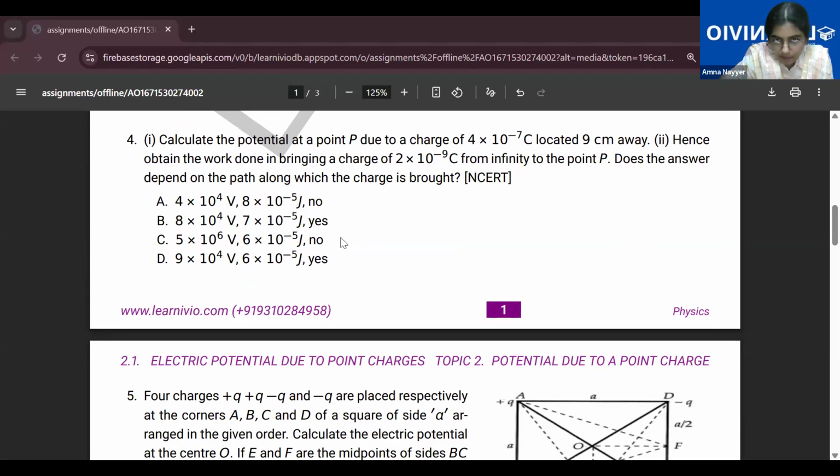I had a problem with the second part. How do we know the potential? They said to obtain the work done, we need to find the potential for that, right? Yes. And it's saying infinity to point P, so we don't know the radius. See, infinity to point P. No, no, no, no. See.